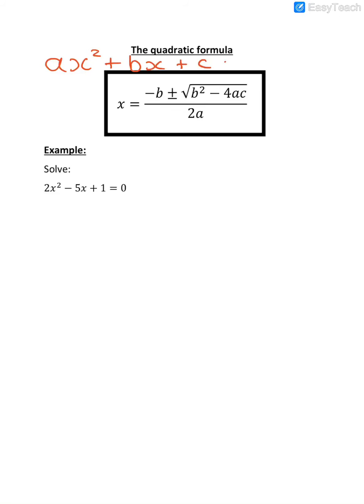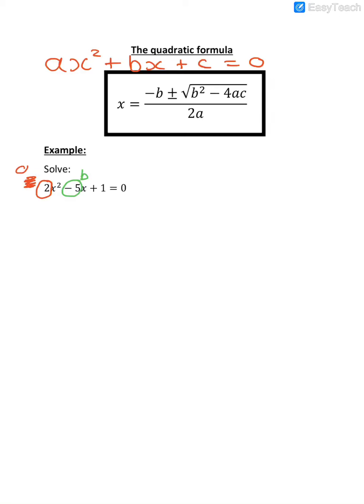plus c equals 0. So you can see from that a is always the number in front of the x squared, which means that in my quadratic equation, a has to be 2. You can also see that b is the number that's in front of x, which means that in my quadratic equation, b is -5. Make sure that you also use the sign. So b is -5.